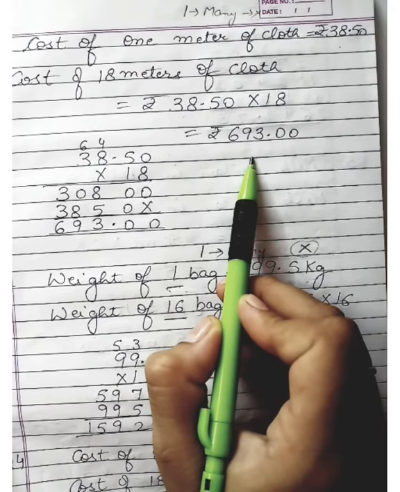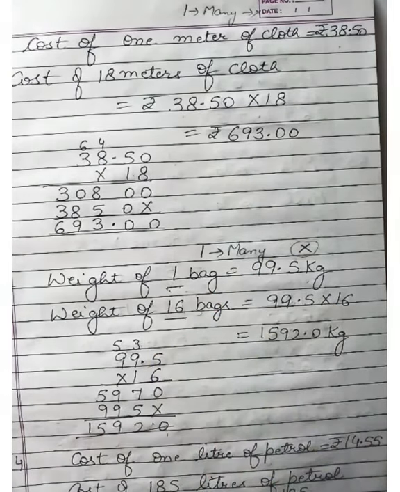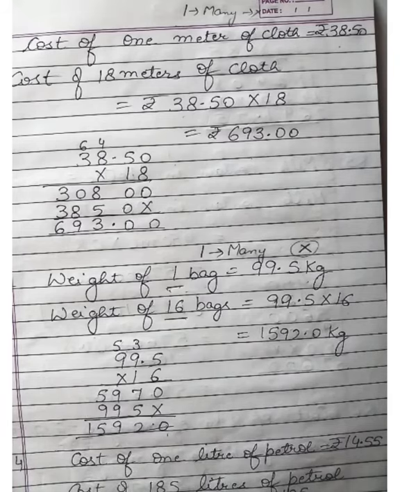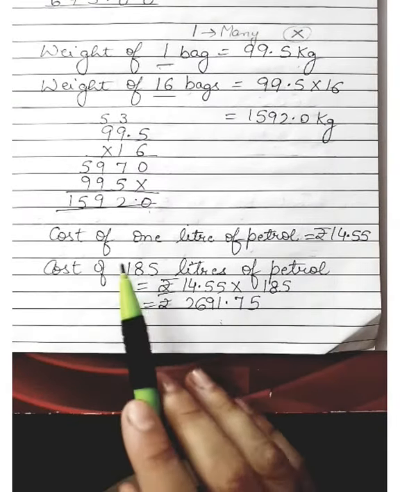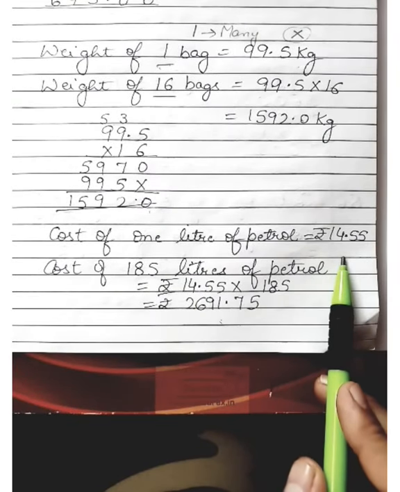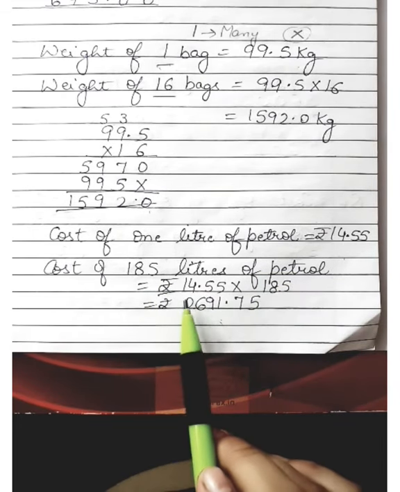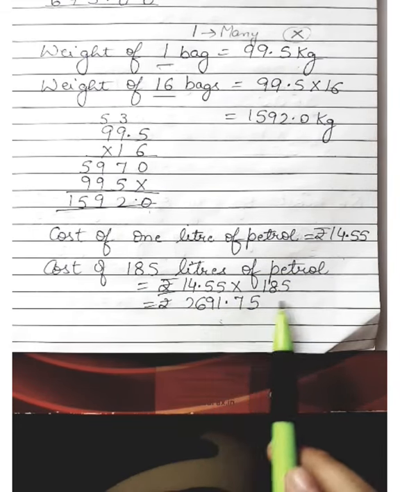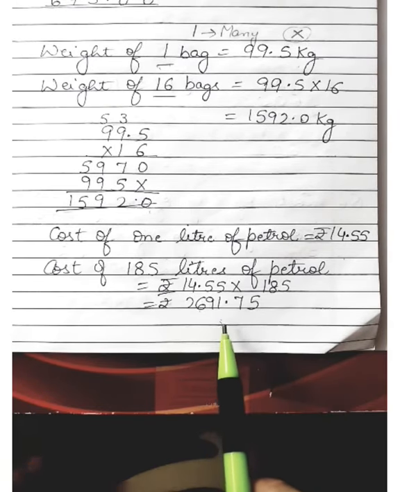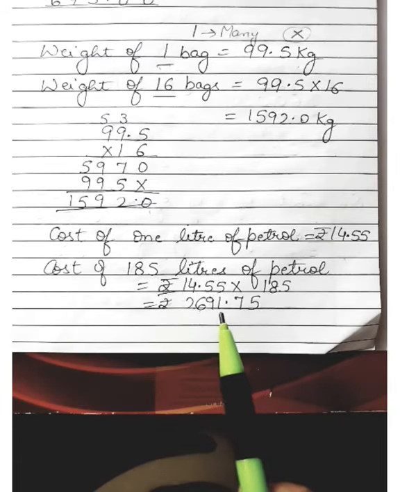Now in question number 4, 1 liter of petrol cost is 14.55. Find the cost of 185 liters of petrol. So cost of 1 liter of petrol is rupees 14.55. Cost of 185 liters of petrol will be, you have to simply perform the multiply and you got the answer. Same process you have to use to multiply the things.